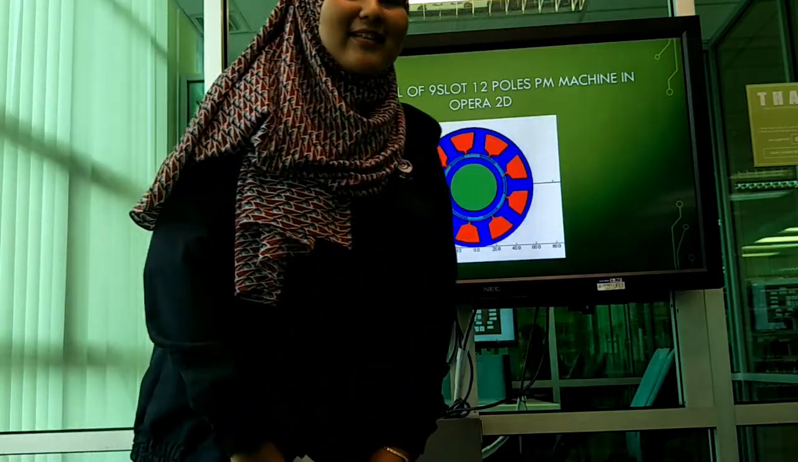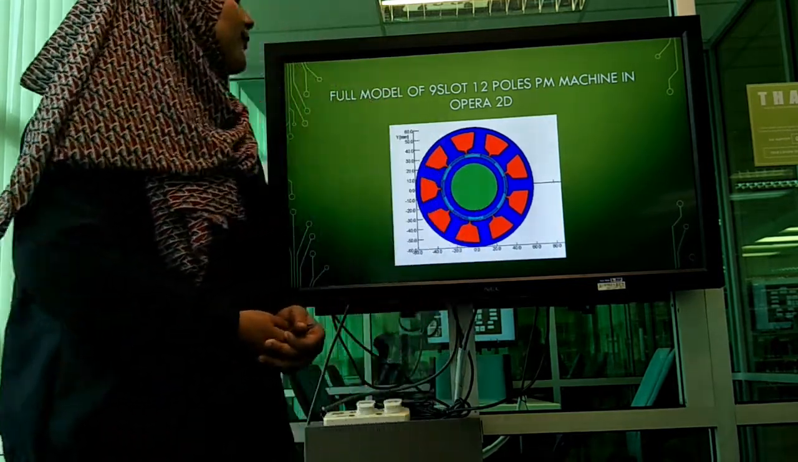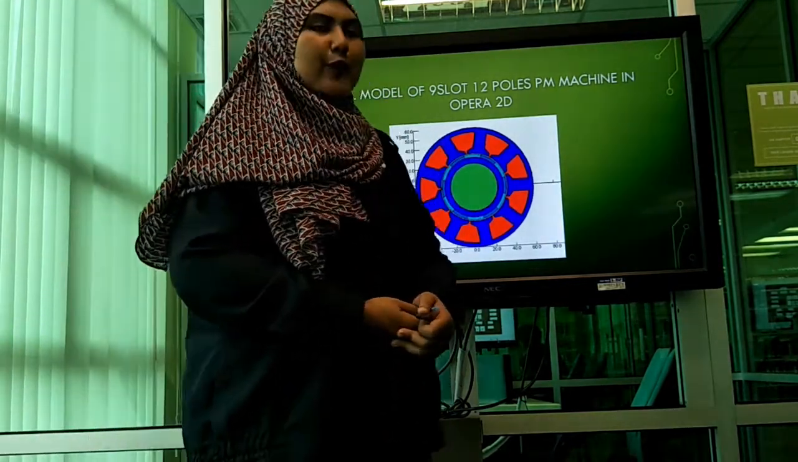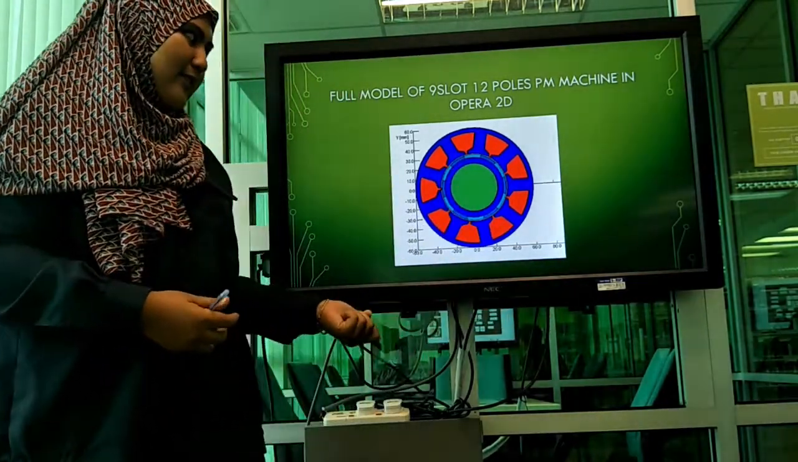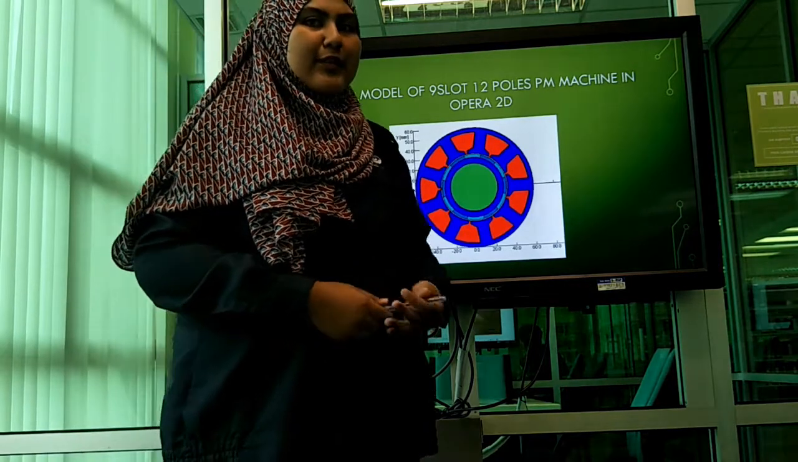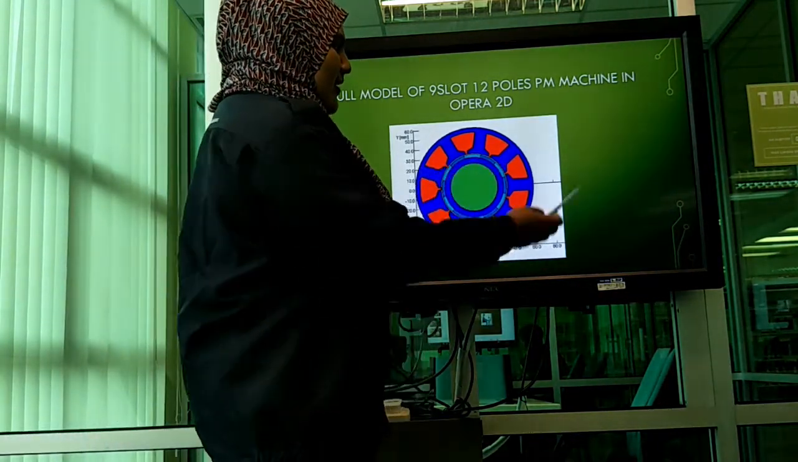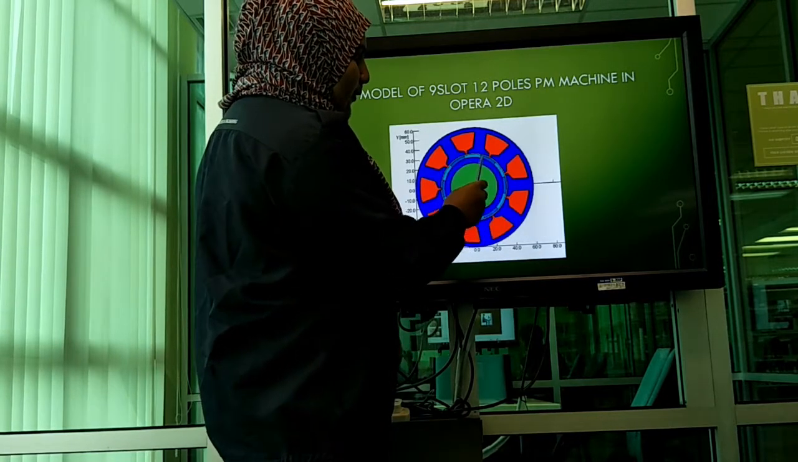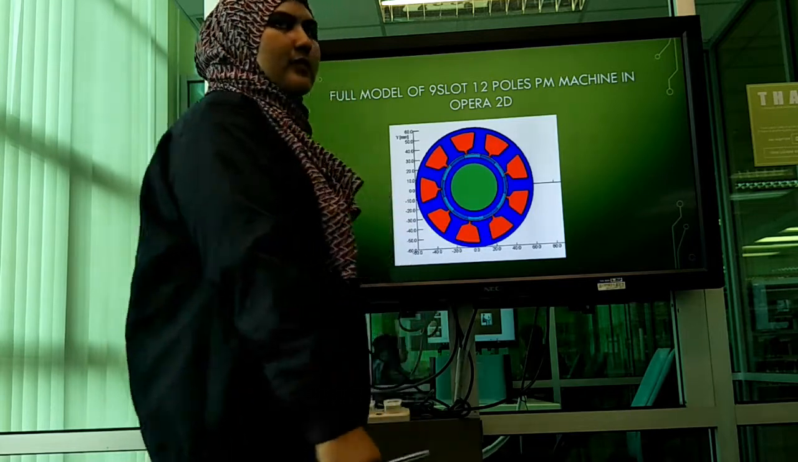My name is Nur Fatina Bila binti Nur Ashri. Right now, I will present to you the full model of the 9-slot 12-pole PM machine. This model we drew by using Opera 2D software. As you can see from this figure, there are 9 slots and 12 poles. These are the poles, north and south.